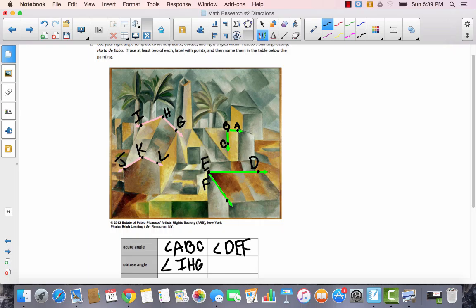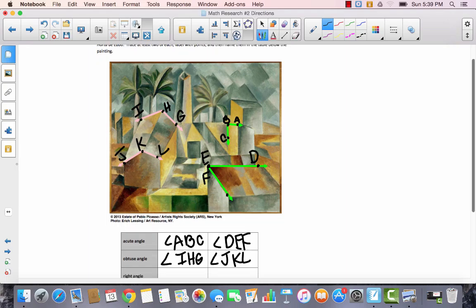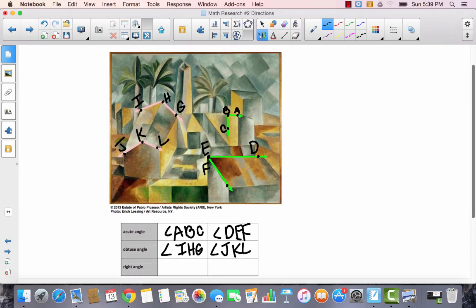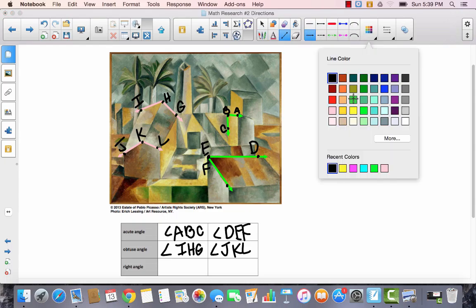Remember, that could also be labeled GHI, and angle JKL. All right, so now I'm looking for some angles that are right angles. So I'm going to go back up here to my line creator, and I'm going to use a different color here. I'm going to make these rays. I think I'll go ahead and make these blue, and I'm looking for exact right angles.